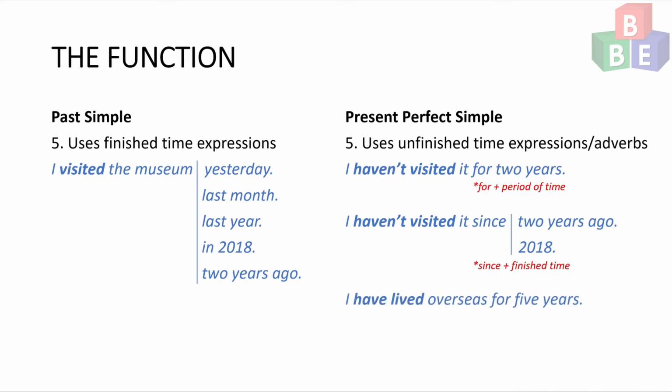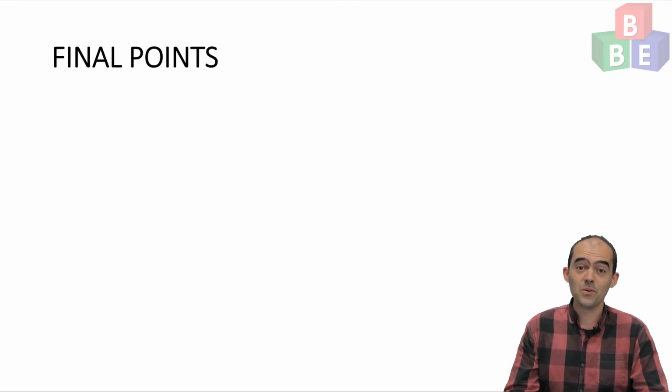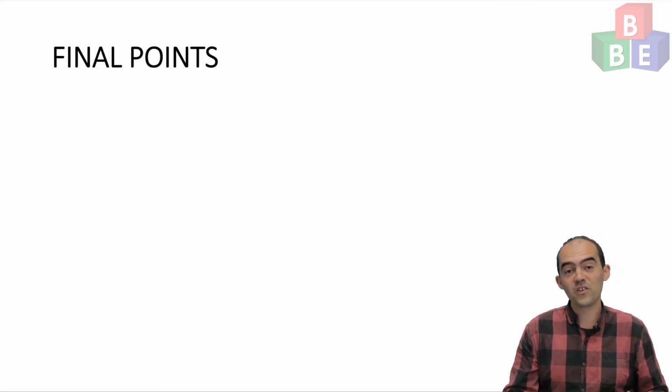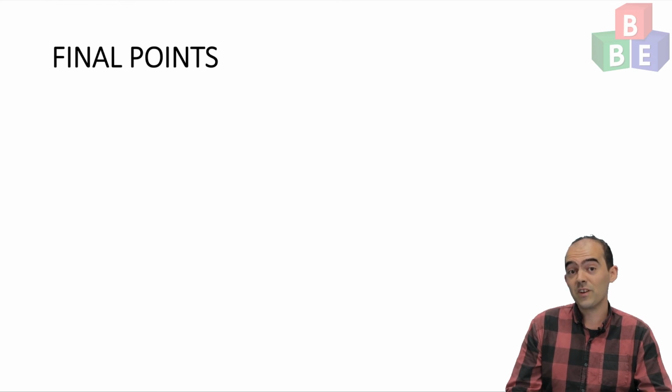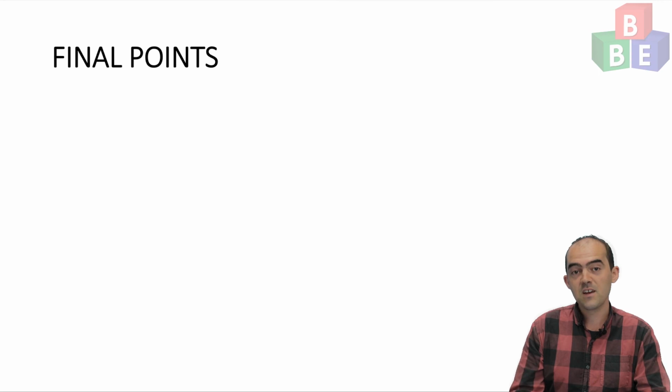Another example, I have lived overseas for 5 years, but I have lived overseas since 5 years ago, or since 2016. So, that's the past simple and the present perfect simple. These can be quite difficult tenses to understand, but remember, the past simple is finished. It does not affect the present, whereas the present perfect simple could be unfinished or have some effect on the present. That's all for today.